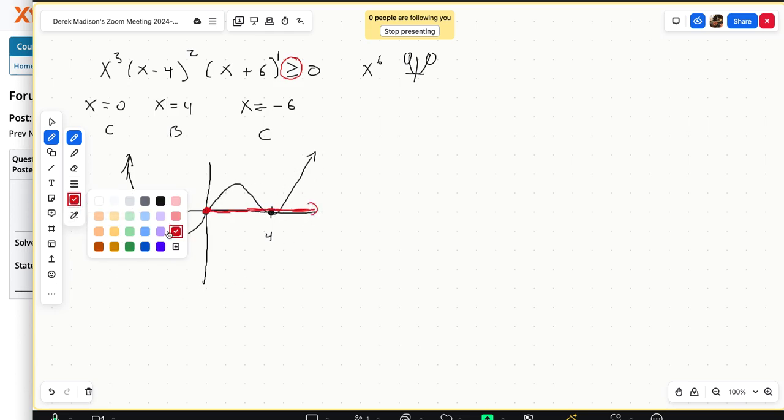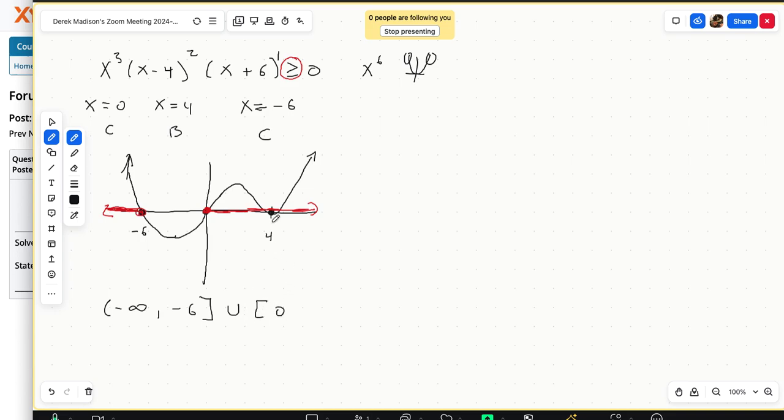So that would make my solution set in interval notation from negative infinity up to and including that negative 6. And then we have a gap in there, so we'll do a union. And then from here, we start back up at 0. Again, nothing special about the 4 because it's 0 or positive numbers, so it's just included. So that's going to go out to infinity from there.